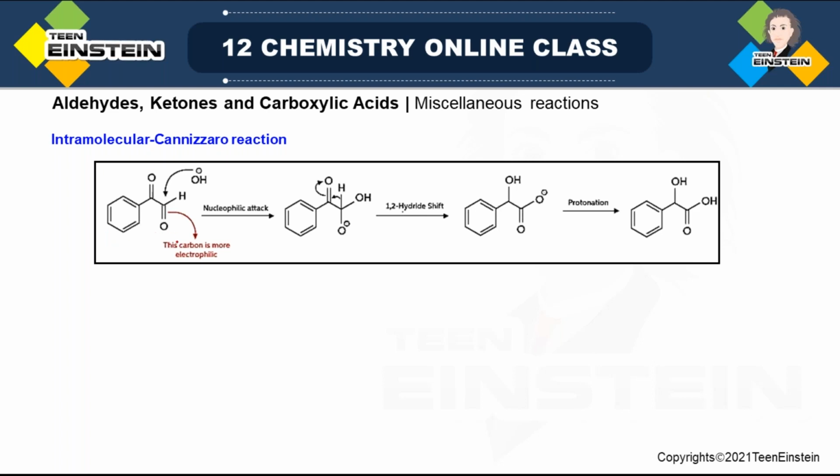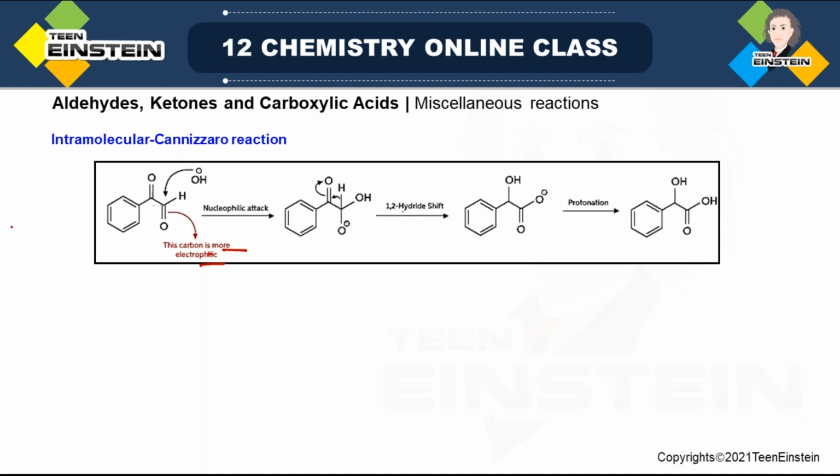That means we have a carbonyl carbon and we also have an aldehyde carbon. Now among these two carbonyls, the second one is more electrophilic in nature, because it is an aldehyde carbon. So that is why HO minus will attack here. Another reason is that you can think why the other CO is not so electrophilic. It is because it is directly attached to the Ph ring.